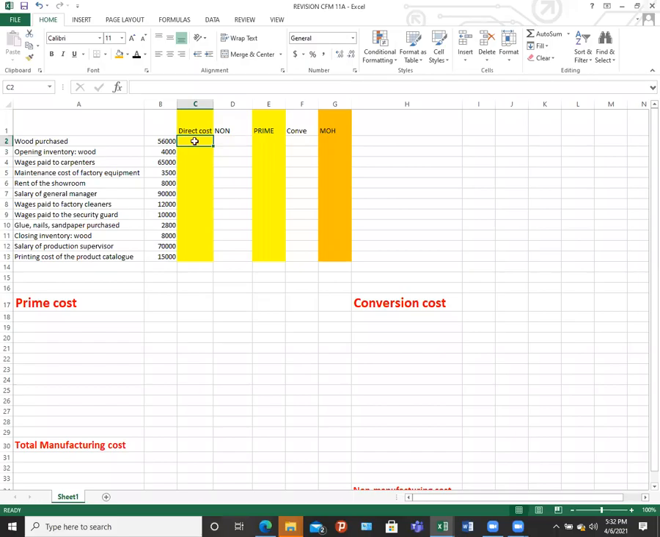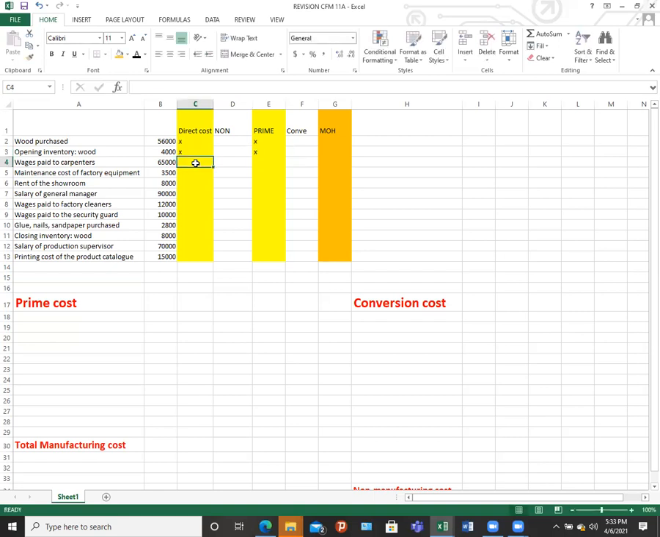Okay, let's continue, guys. We're going to start over. Here we are going to identify the cost classification, whether the wood purchase falls under direct, prime, non-manufacturing, conversion cost or manufacturing overhead. Wood purchase is direct, prime cost. Opening inventory is direct and prime cost.